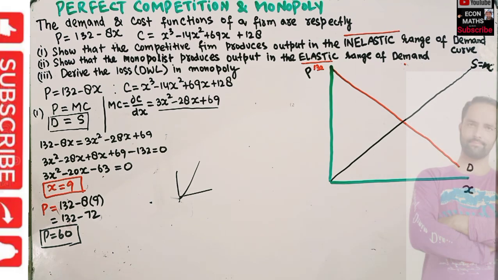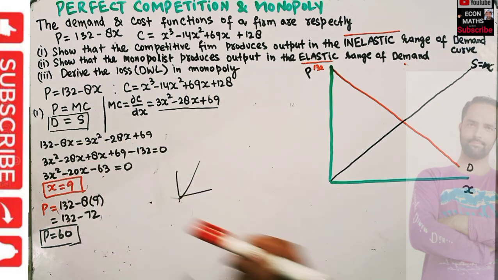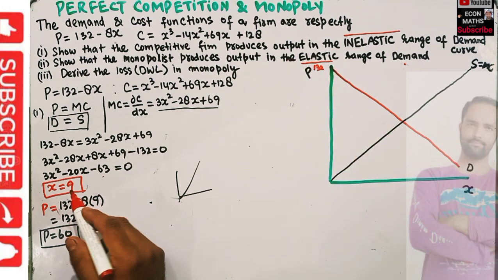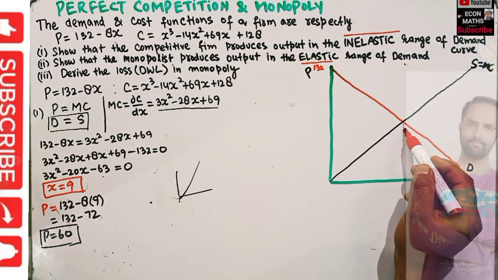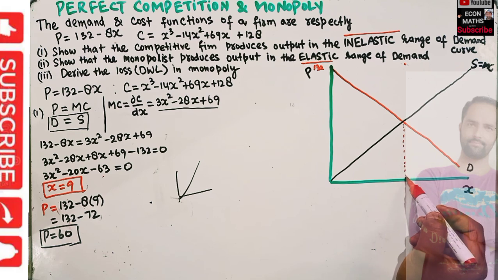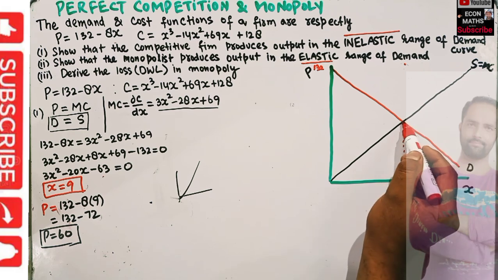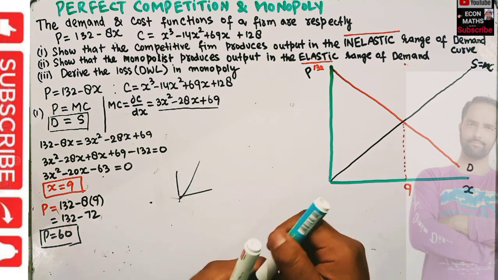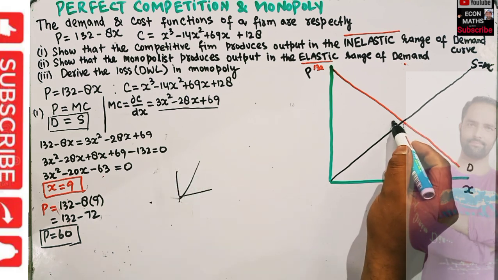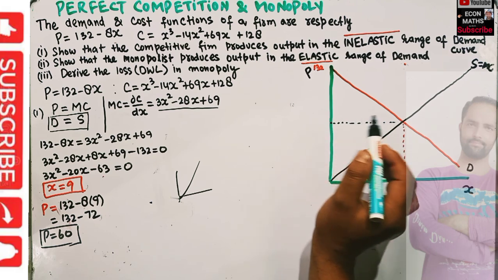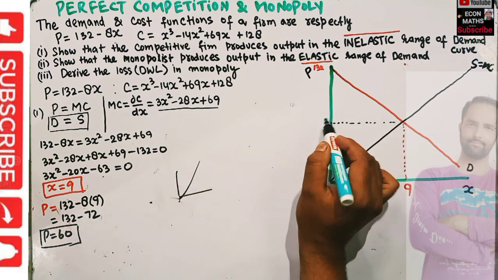Equilibrium occurs when demand is equal to supply. What is the quantity being transacted at the intersection of demand and supply? That is 9. So we are producing 9 units corresponding to this. What is the price? So we got a price of 60.